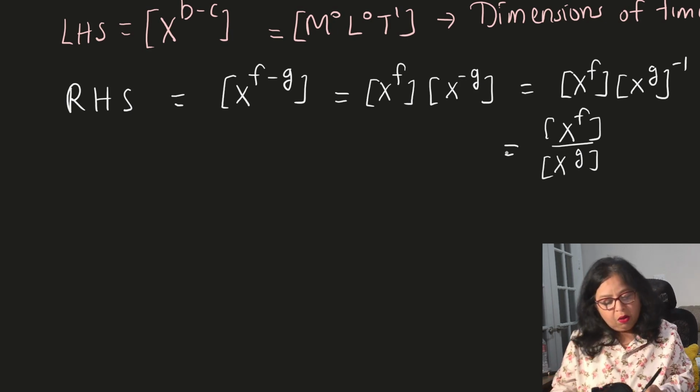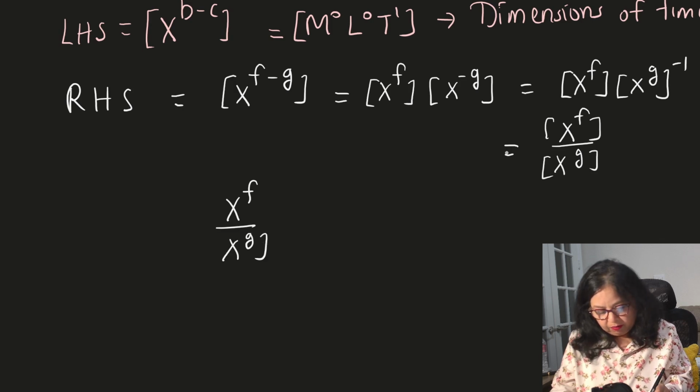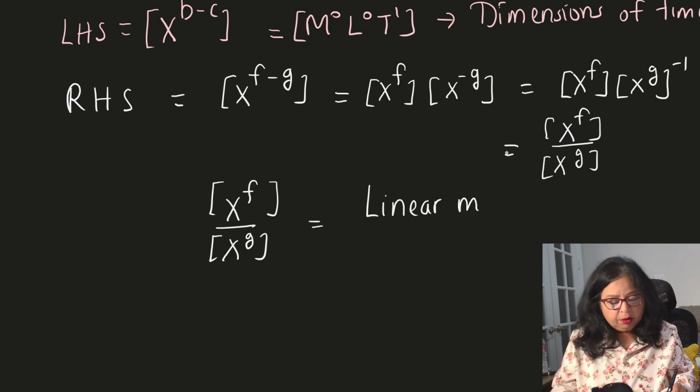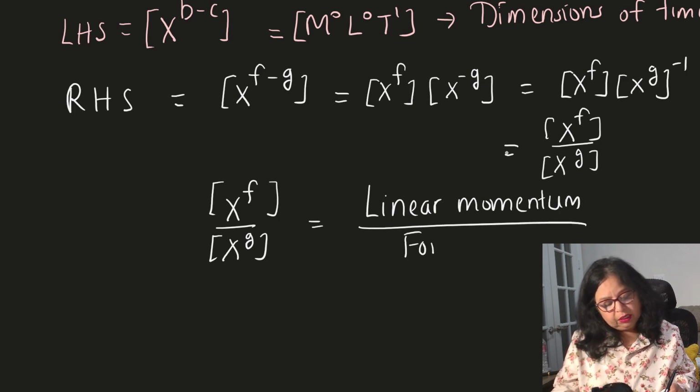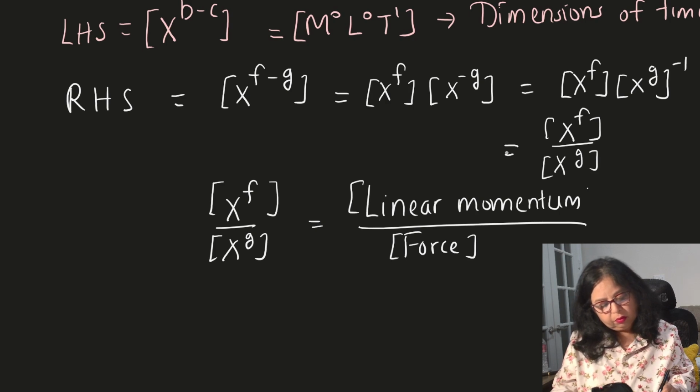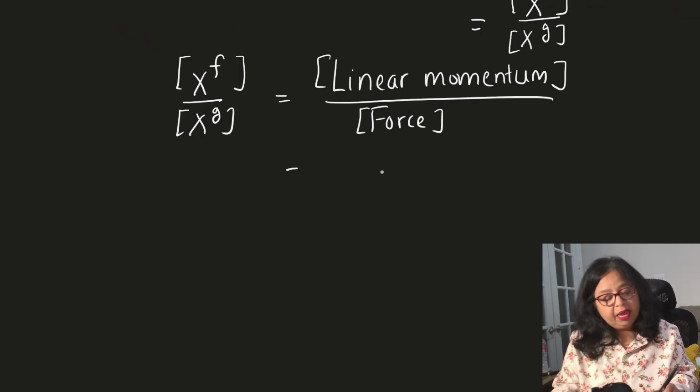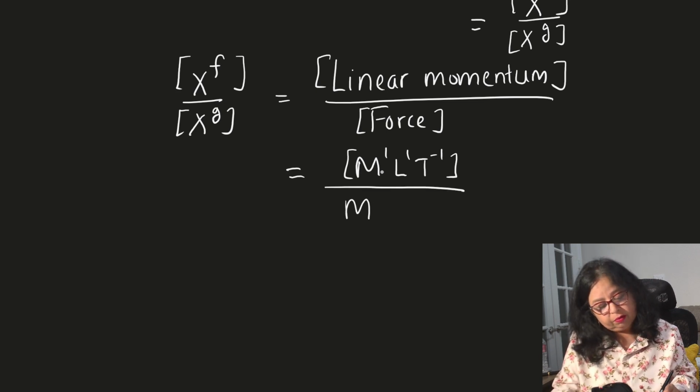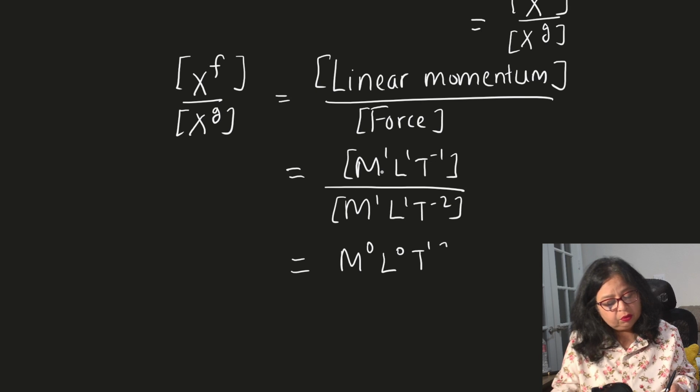Okay, now the right hand side becomes equal to x to the power f divided by x to the power g. X to the power f is given to be linear momentum, and x to the power g is force. Momentum is mass times velocity, so it becomes m1 L1 t minus 1. And force is mass times acceleration, m1 L1 t minus 2. So this will again give you the dimensional formula m0 L0 t1.